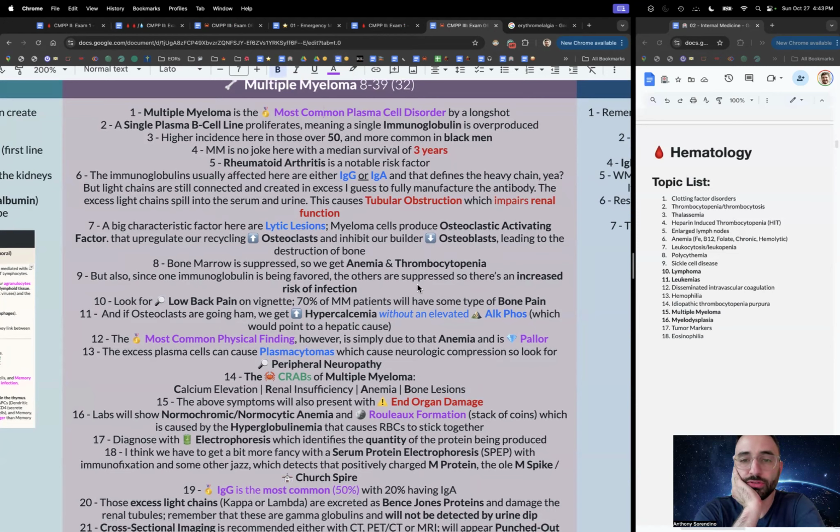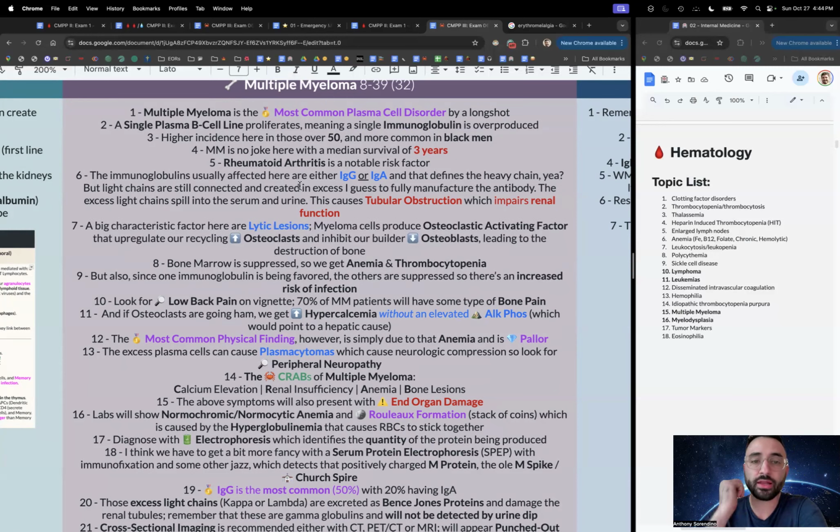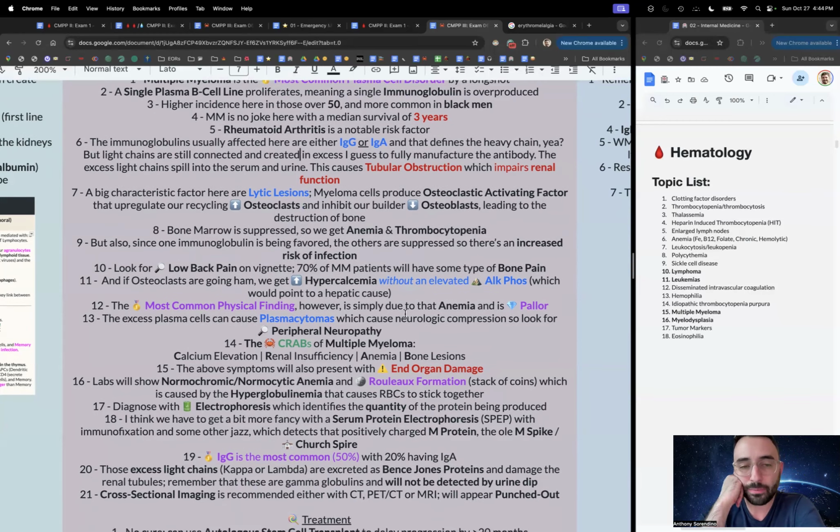This causes tubular obstruction, which impairs renal function. A big characteristic factor here are lytic lesions. Myeloma cells produce osteoclast activating factors. Osteoclasts are the ones that pull the calcium phosphate from the bone. So it's a double effect: they upregulate our recycling osteoclasts and inhibit our builder osteoblasts, leading to the destruction of bone. Bone marrow is suppressed, so we get anemia and thrombocytopenia. We can't manufacture blood cells. Also, since one immunoglobulin is being favored, the others are suppressed, so there's an increased risk of infection. Look for low back pain on a vignette.